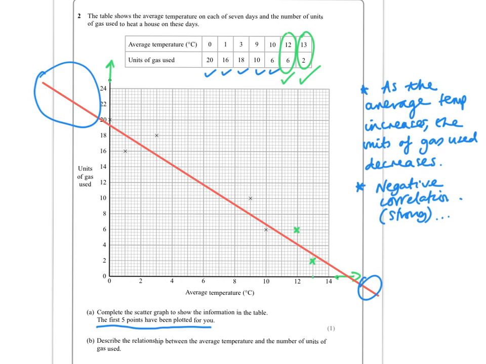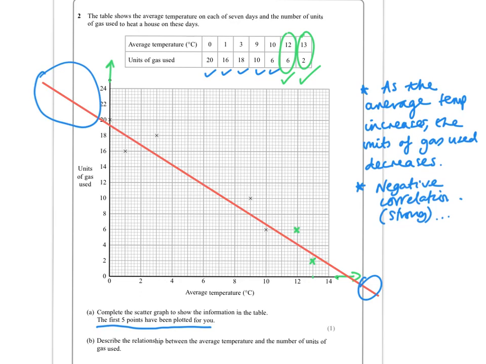In my experience as an examiner, I would say that both, either or, would get the mark. You can put both, that's just as well. So you can say there's a strong negative correlation showing that as the average temperature increases, the units of gas used decreases. And use common sense there. The warmer it would be outside, then basically the amount of gas you would use to heat your home would be less. So I think there's another part to this question.